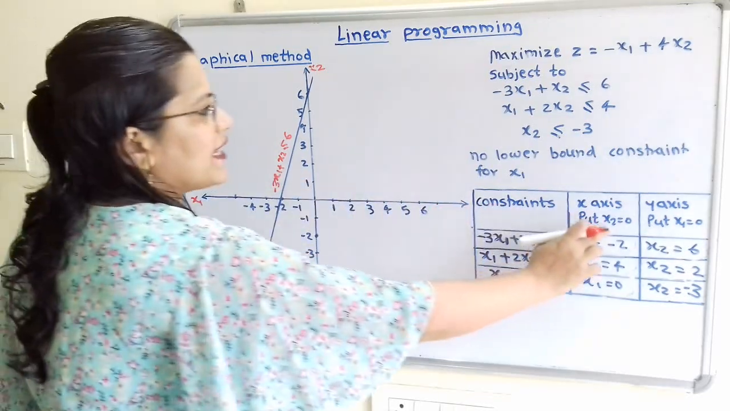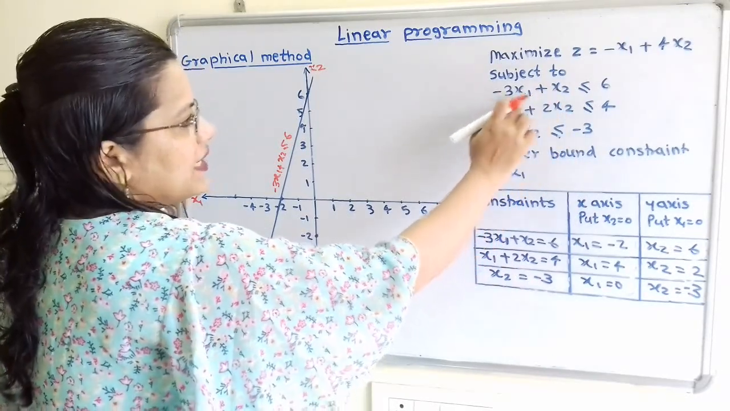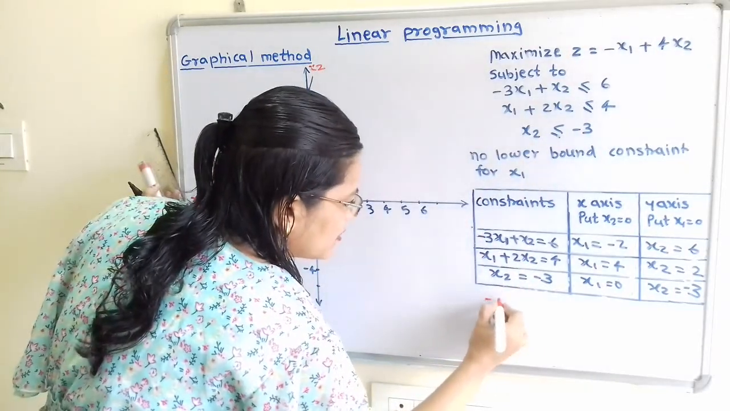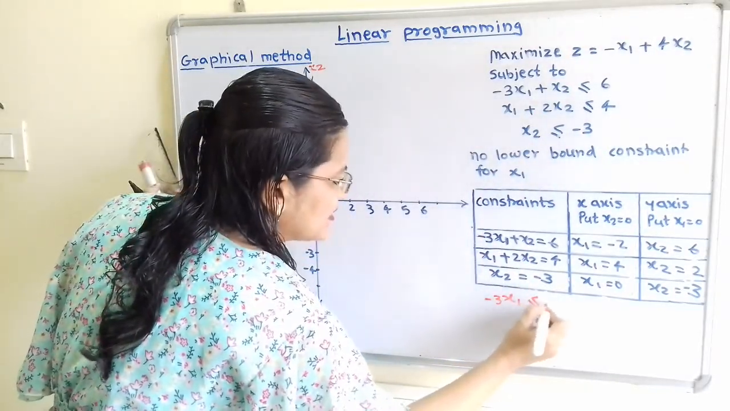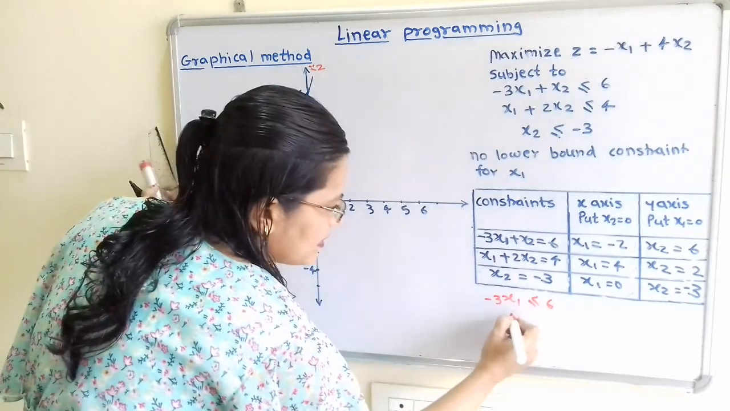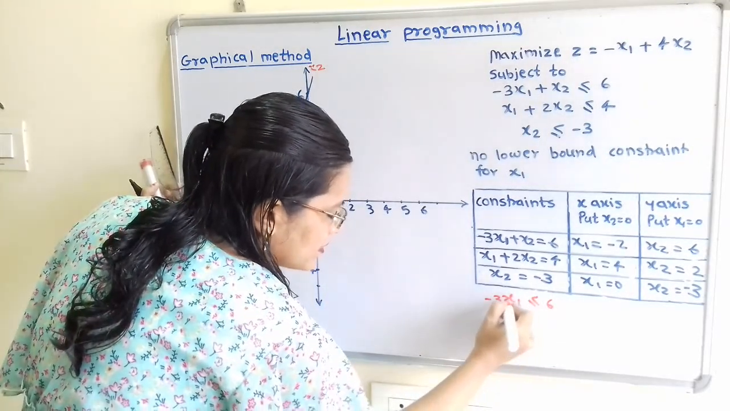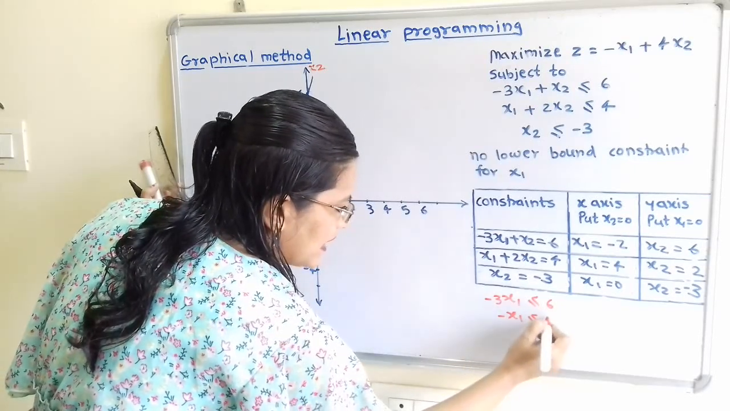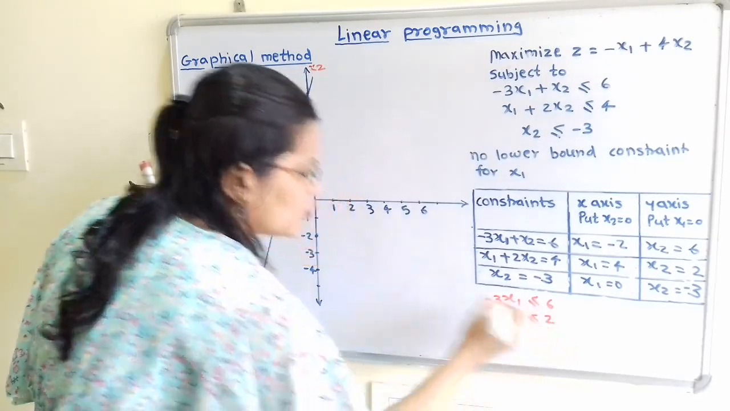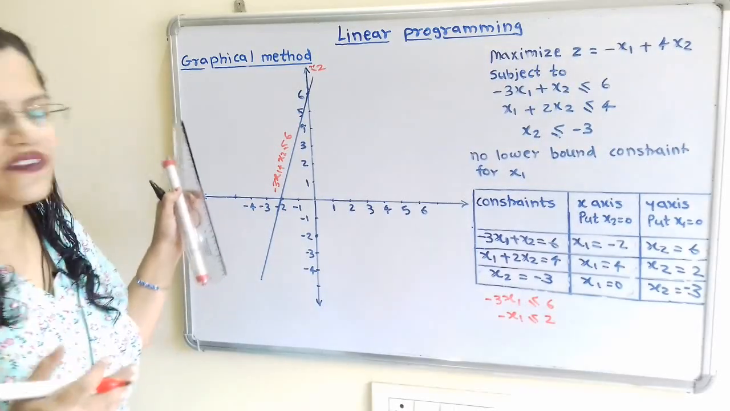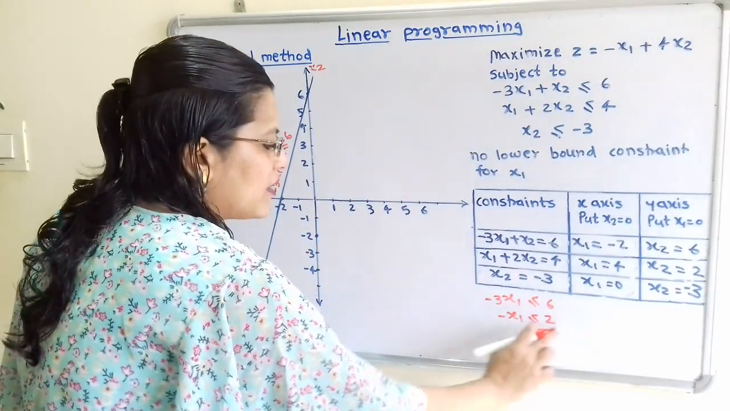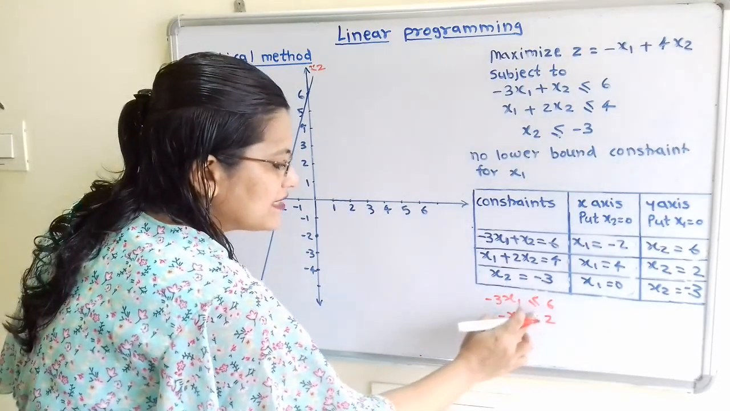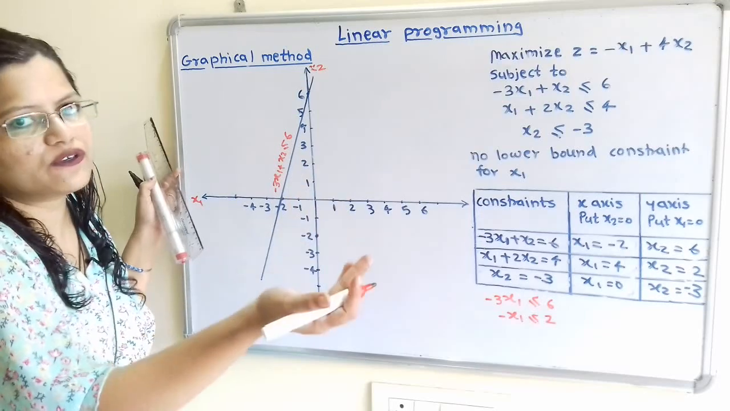When we put x2 equal to 0, this equation will become -3x1 is less than or equal to 6. If I transfer this 3, then -x1 is less than or equal to 2. Now we will modify this. I will multiply both sides with a minus sign, so this less than sign will convert into a greater than sign.